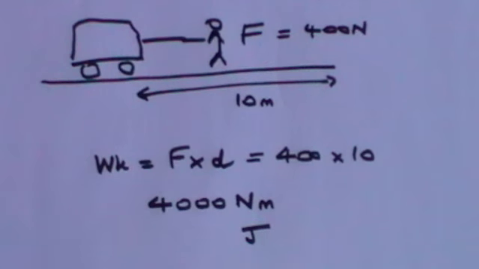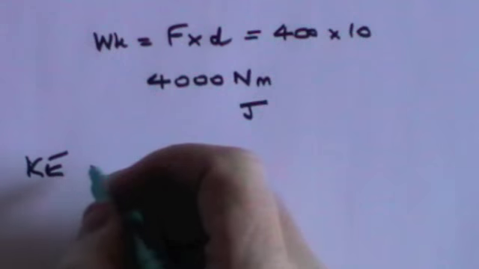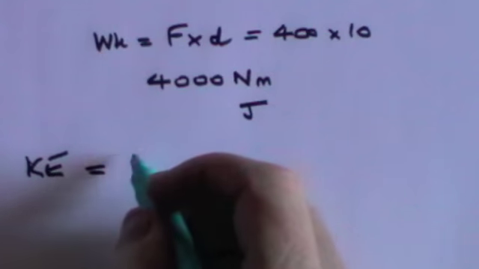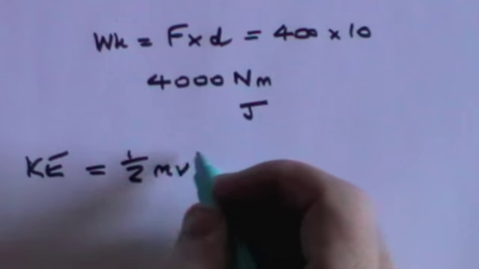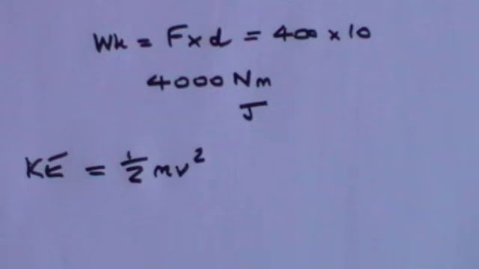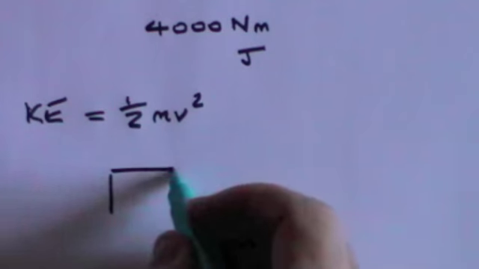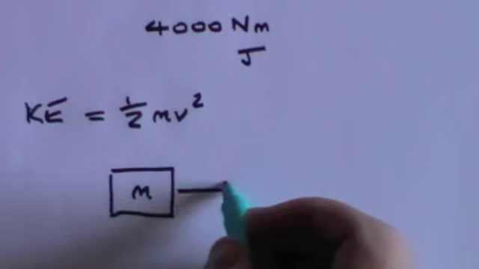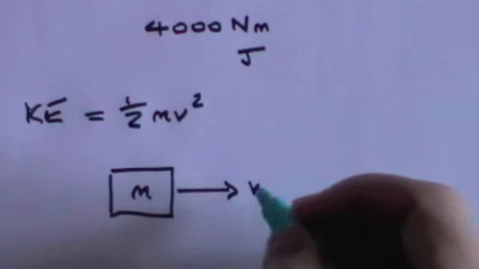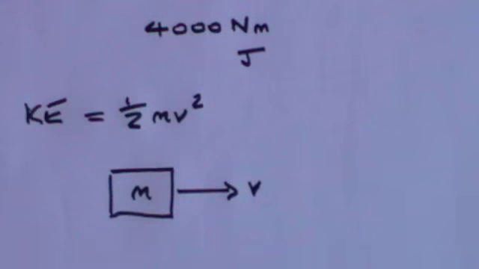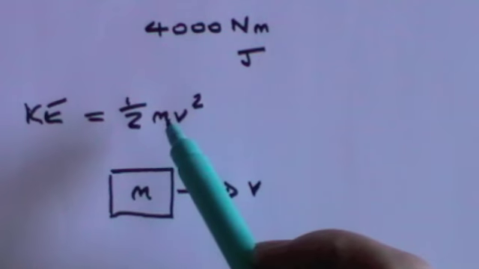Let's talk about kinetic energy. Kinetic energy is what you get when you have something moving. Kinetic energy is a half mv squared, where m is the mass and v is the velocity. So if we have a mass m moving at a velocity v, remember velocity is a vector, it has a direction, so the velocity is in the east direction, then the kinetic energy is simply given by this term here, half mv squared.